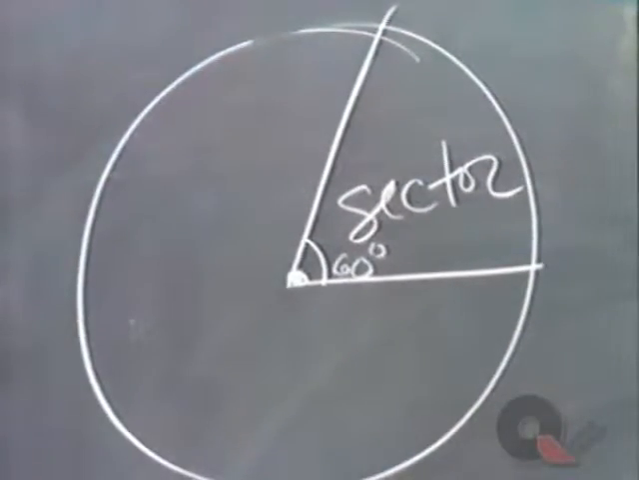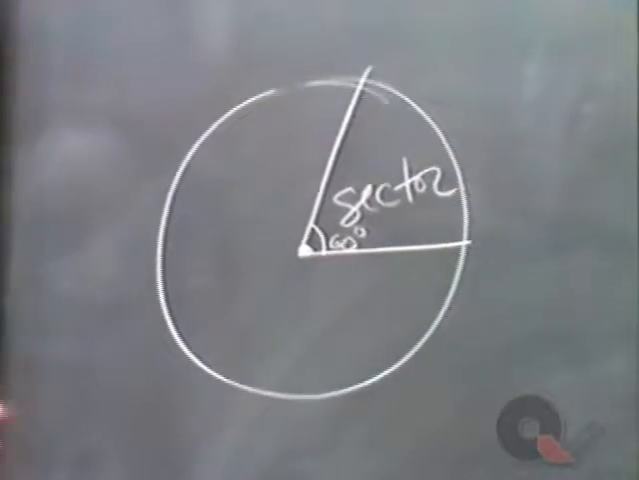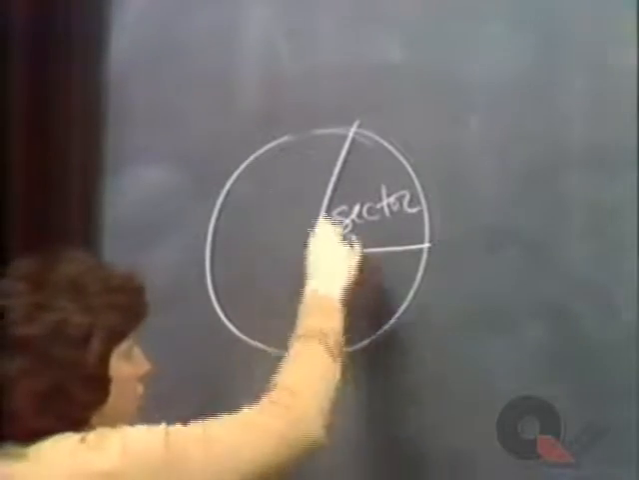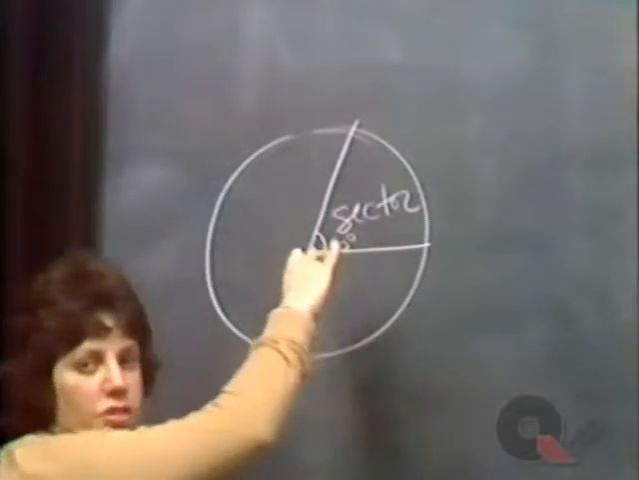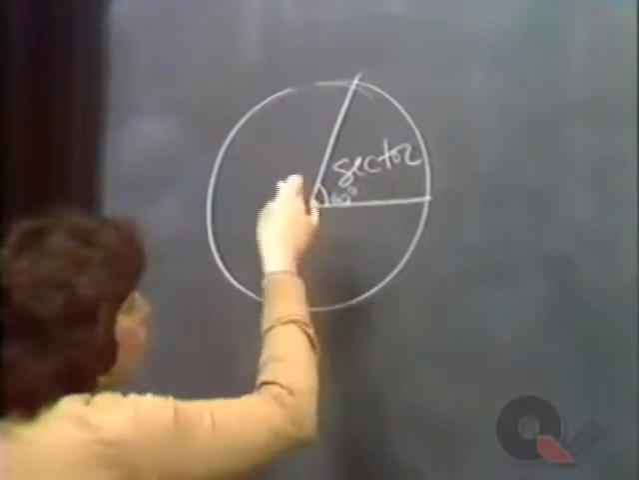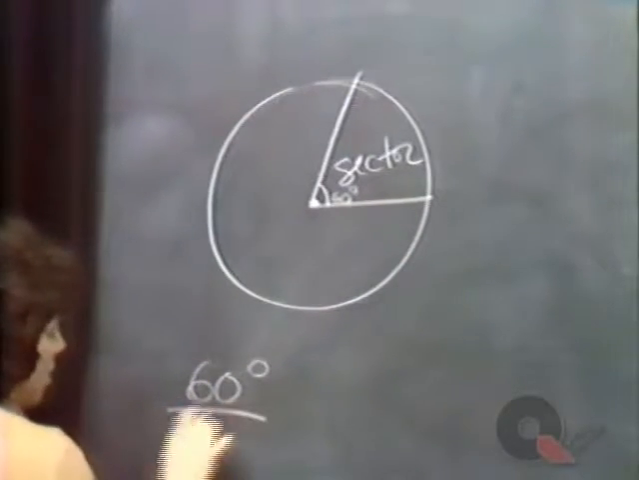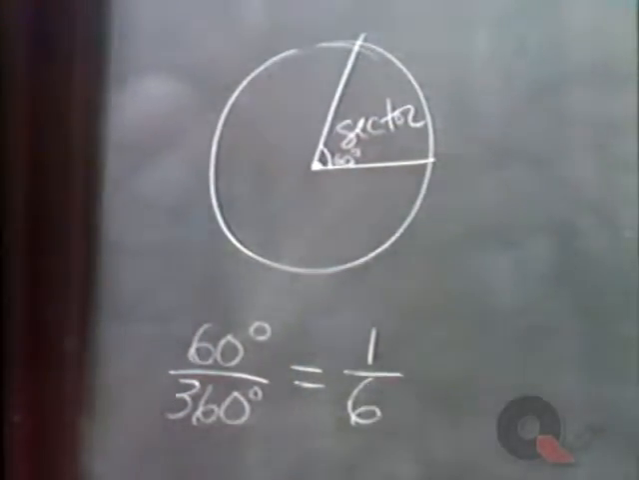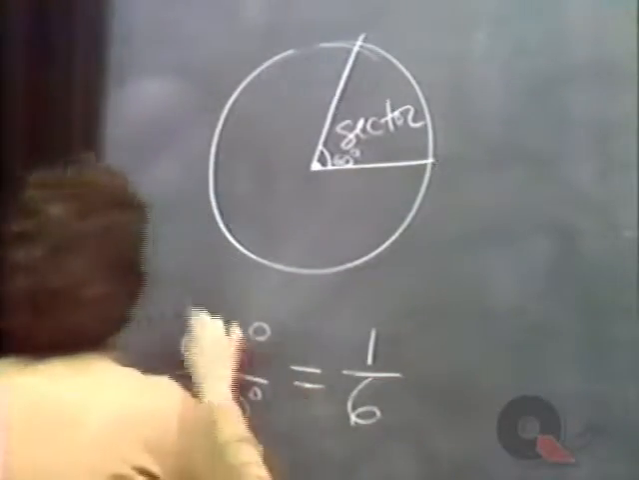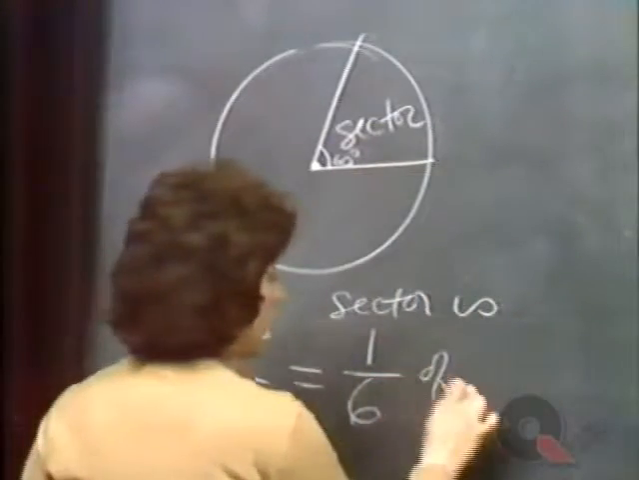Now, the trick to finding the area of a sector of a circle is to figure out what portion of the entire circle this sector is. And this is done by using the angle. You know that the central angle for the entire circle would be 360 degrees. In other words, one complete rotation is 360 degrees. So we ask ourselves, what portion is 60 of 360? 60 degrees over 360 degrees is 1/6 of the circle. This sector is 1/6 of the entire circle.